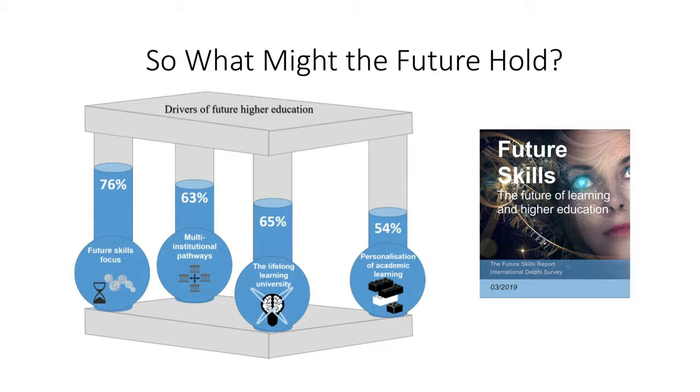A Delphi survey was conducted recently to get the views of experts on what kind of universities will be needed in the future. The results of the survey suggest four possibilities: a future skills focus, a commitment to lifelong learning, multi-institutional pathways, and personalization of academic learning. Are ODL institutions thinking of these priorities?